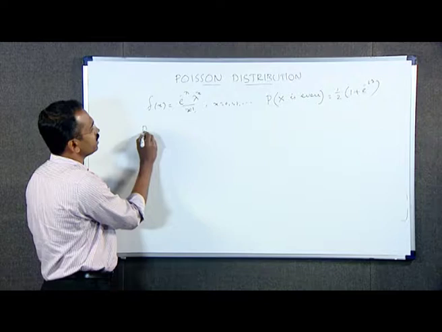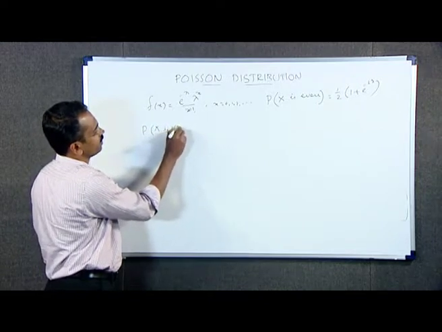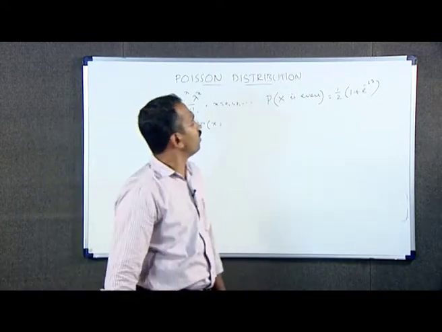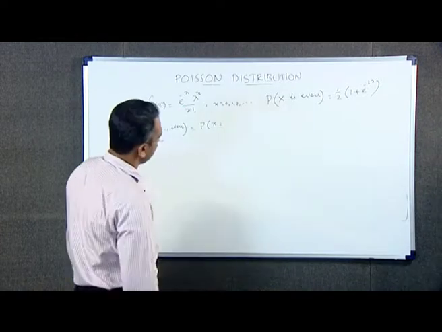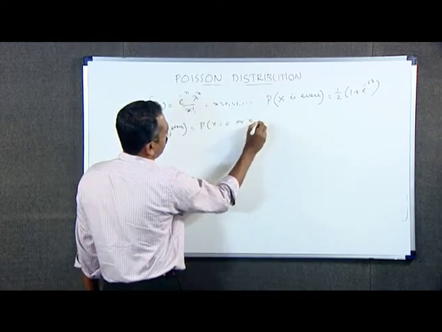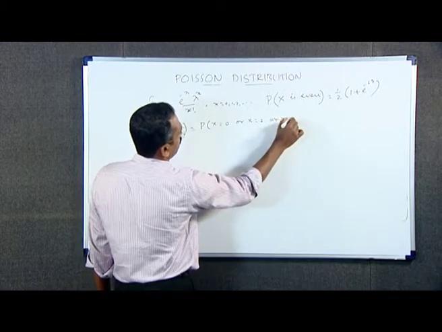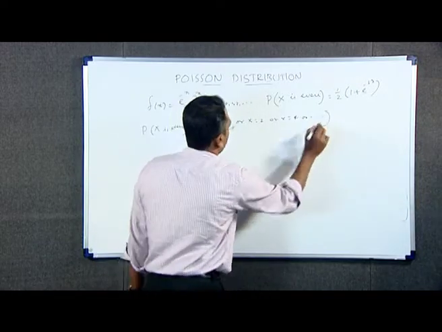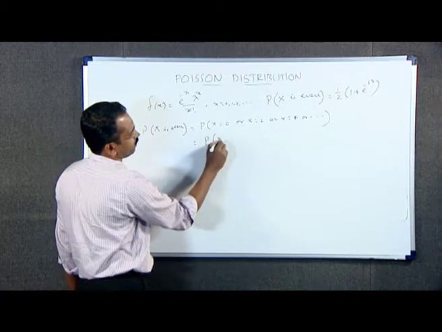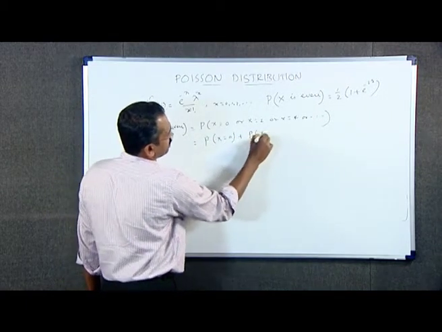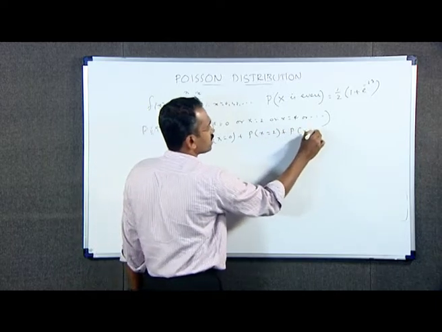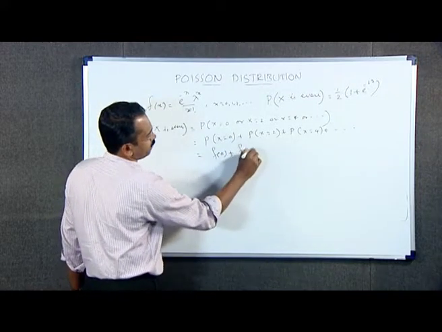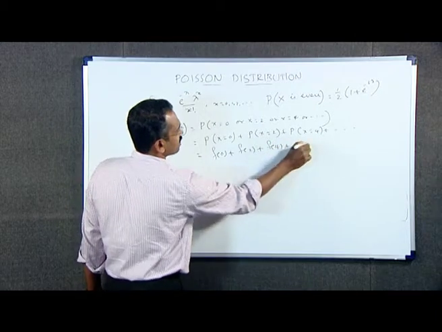Now, probability of x is even means p of x is equal to 0 or 2 or 4 etc., not 3, which is equal to p of x is equal to 0 plus p of x is equal to 2 plus p of x is equal to 4 plus etc. That is f of 0 plus f of 2 plus f of 4 plus etc.